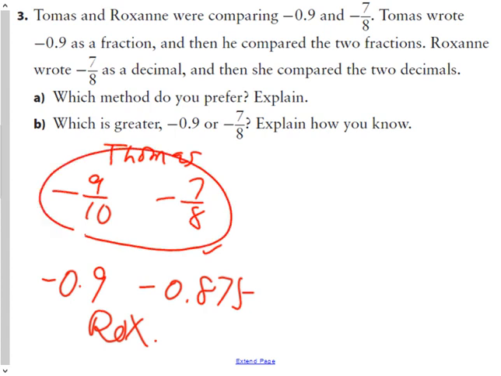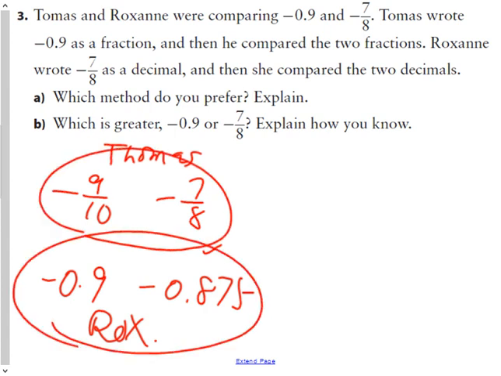So whose was easier, this one or this one? The answer is Roxanne's is easier to compare, and the reason why is because even though Thomas converted them both into fractions, you can't tell what size they are unless they have common denominators. So I would still have to go one step further by finding common denominators, and then I would have to change this to negative 36/40 and negative 35/40.